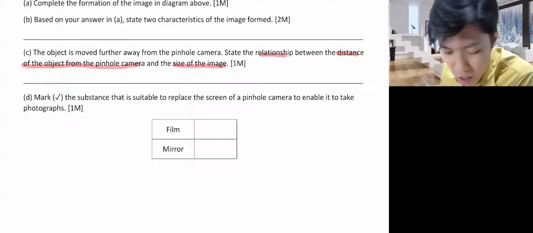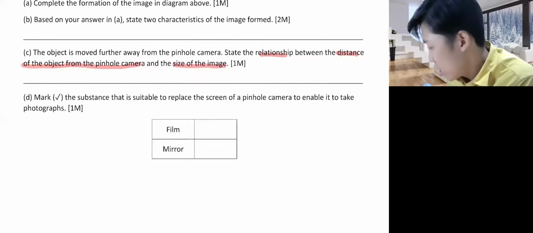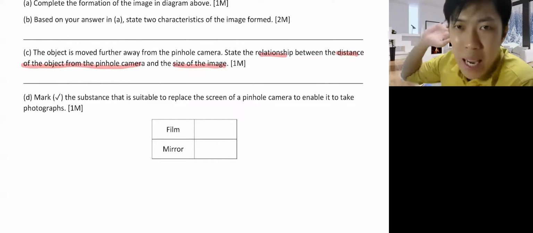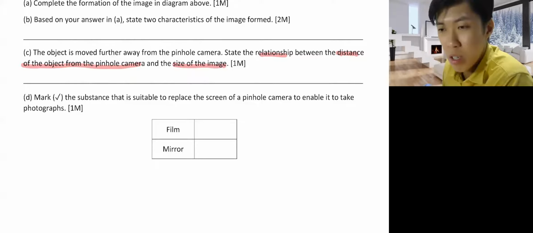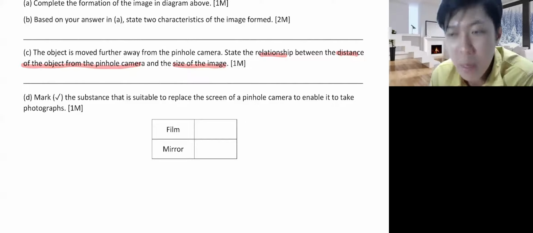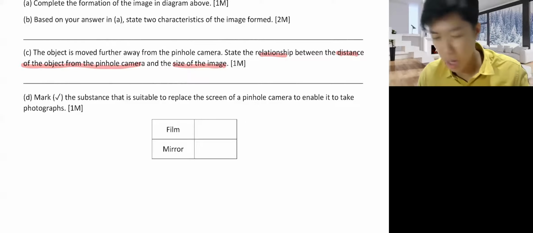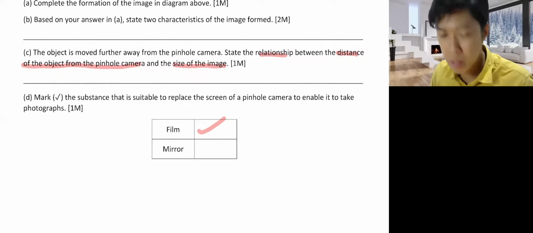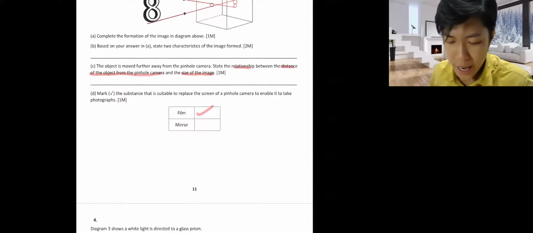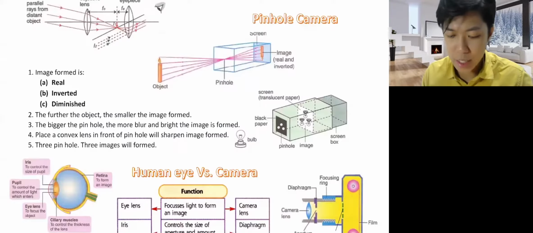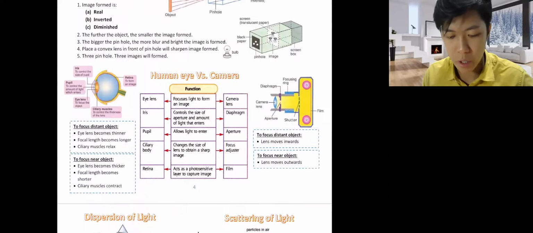Don't tell me you don't know. I said, it's a camera, of course. What do we use to replace the screen at the back of the camera? We use film. Okay, film. Film, everyone. Film. Alrighty, no problem. Okay, easy. That's your pinhole camera topic.